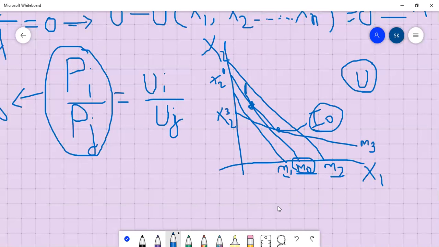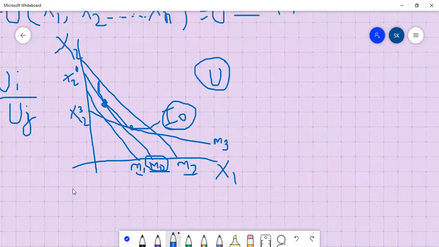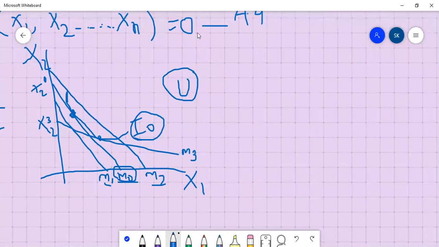There are two main problems over here which we will study. Let's study this diagram. The problem of the utility maximizing consumer is to move along the budget line until the highest indifference curve is reached. The first problem is that the utility maximizing consumer has to move along the budget line until the highest indifference curve is achieved.